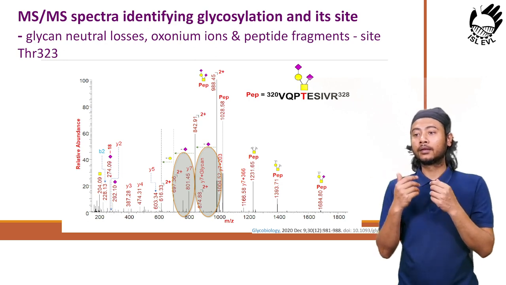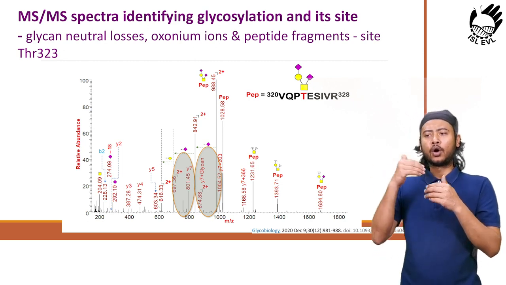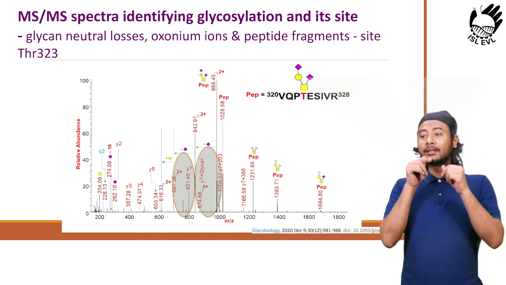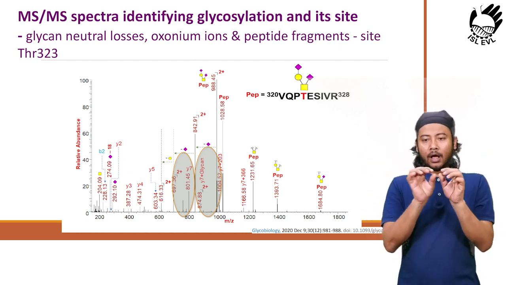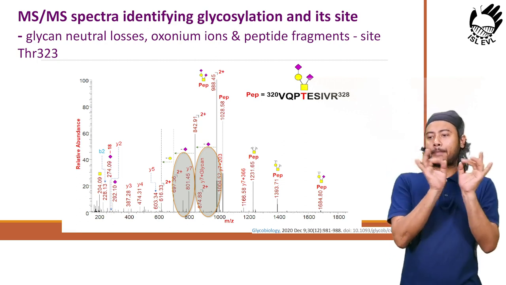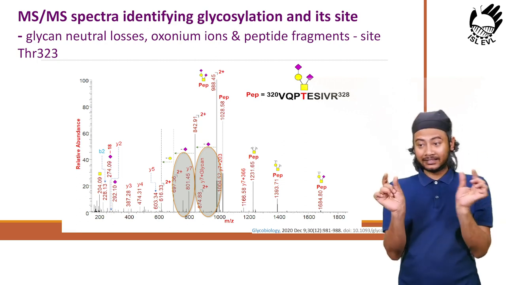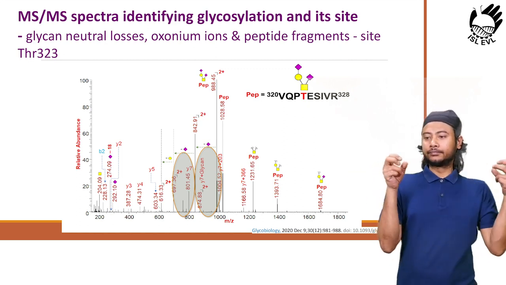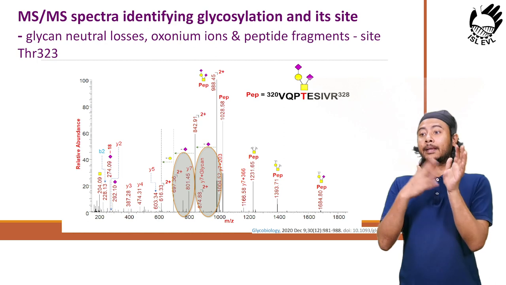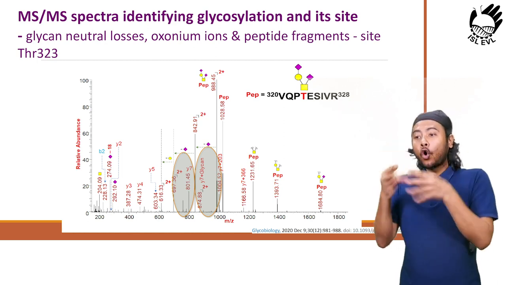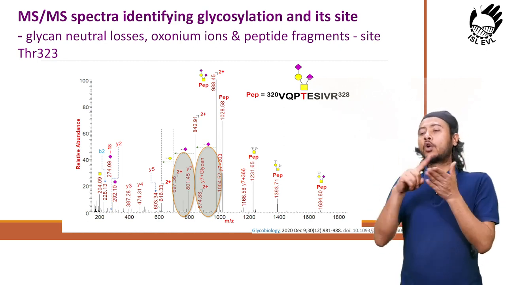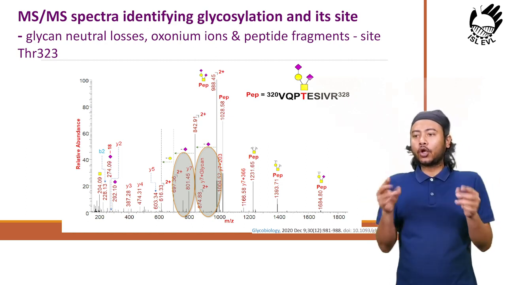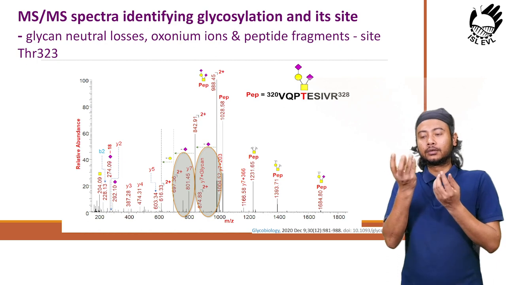And the next part is neutral losses. When the fragmentation happens in the mass spectrum, the glycan chains are broken in a sequential manner. So first the terminal sugars, those pink diamonds, are cleaved in a sequential manner, and we will see the mass differences. So those are called neutral losses. So glycan neutral losses will also be observed in this spectrum.